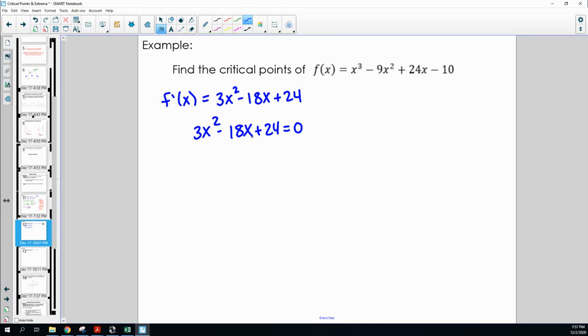So I'm just going to factor this. I'm going to divide everything by 3. So x squared minus 6x plus 8 equals 0. And then I'm going to factor. So x minus 4 and x minus 2 equals 0. So I end up with my critical points, x equals 4 and x equals 2.